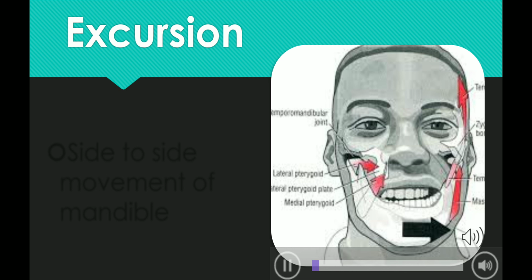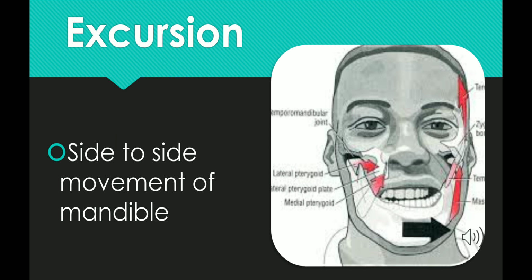Now we will discuss excursion. What is excursion? It is the side-to-side movement of the mandible. In the figure you can see what excursion is. It is the side-to-side movement of the mandible.